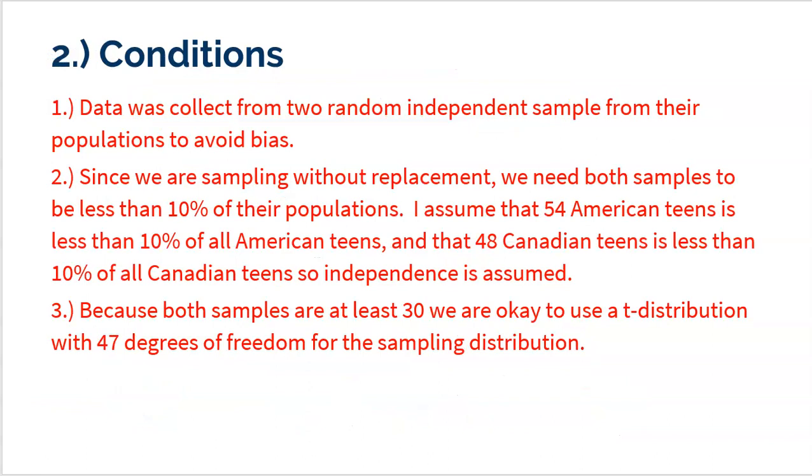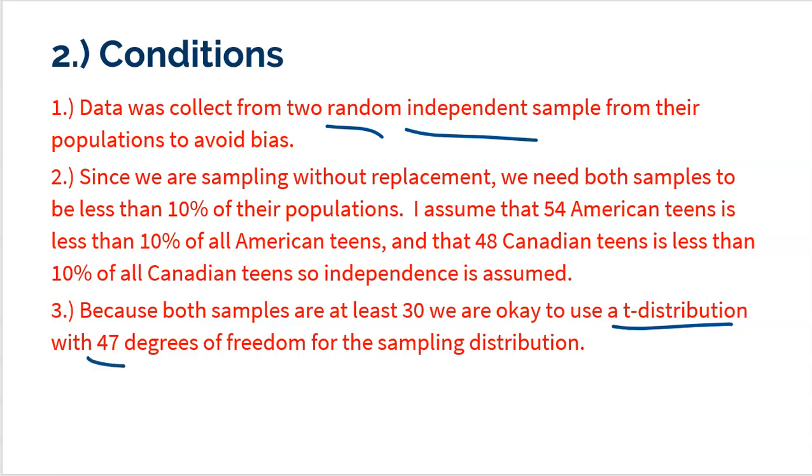So first, these should all sound very familiar. The data was collected from 2 random independent samples from their populations to avoid bias, so they were random and independent. Since we are sampling without replacement, we need both samples to be less than 10% of their populations. I'm pretty confident that 54 American teens is less than 10% of all American teens, and that 48 Canadian teens is less than 10% of all Canadian teens. So independence is assumed. Finally, I want to make sure I can use a t-distribution, and both samples are at least 30. Both samples are well over 30, so it's completely okay to use a t-distribution, and I'm going to use one with 47 degrees of freedom.